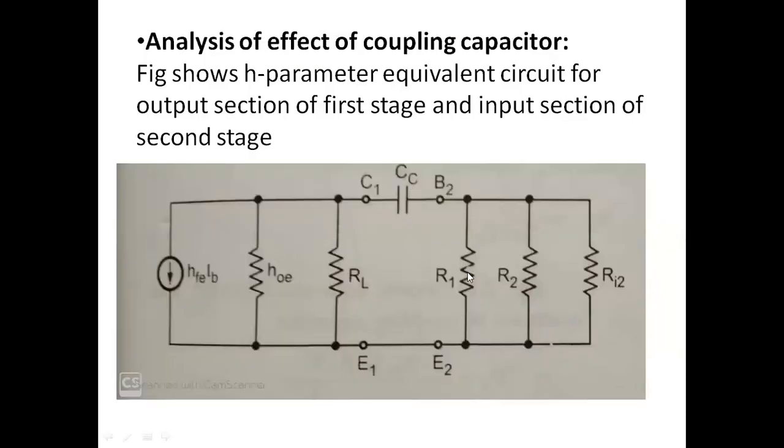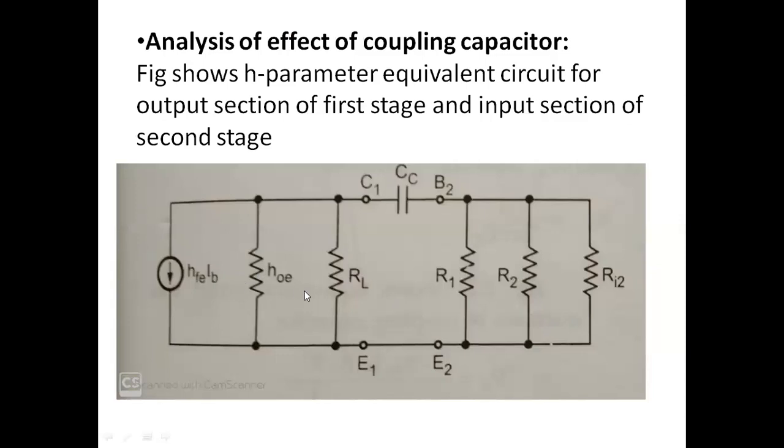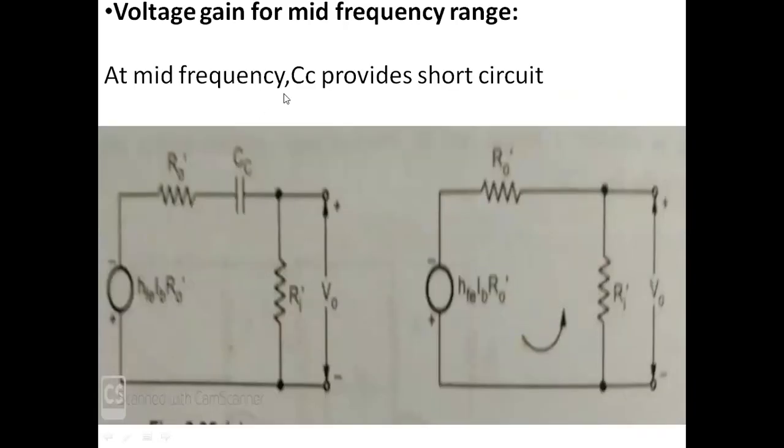Next we have CC, and the parallel combination of these three resistances is considered as Ri dash, that is R1 parallel R2 parallel the input resistance. We are just simplifying the circuit: in place of the two resistances, we take one resistance, Ro dash, and in place of the three resistances, we take one resistance, Ri dash. Next, let us analyze the effect of the coupling capacitor at mid frequencies and find the voltage gain. At mid frequencies, the coupling capacitor acts as a short circuit.